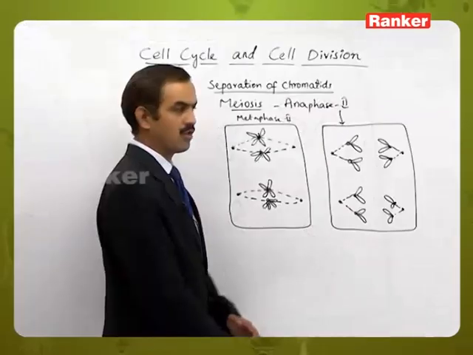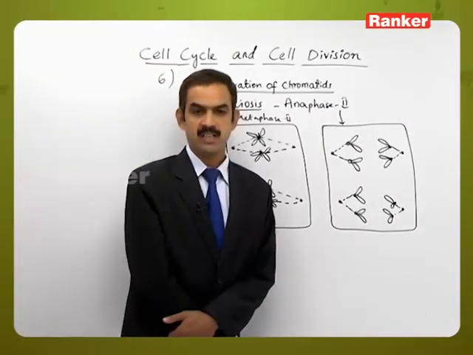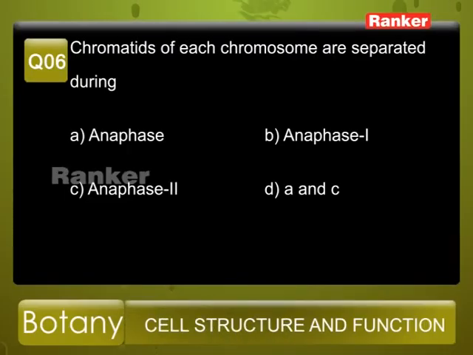So during anaphase 2 of meiosis, the chromosomes will get separated. So from the given options, option D is the correct answer.